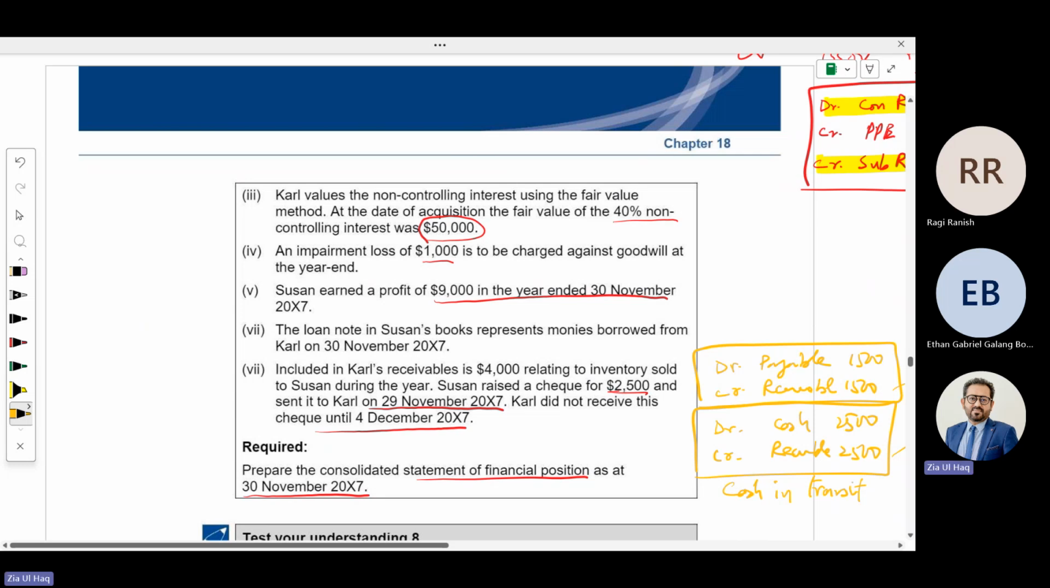So from their book, 1,500 payable will be eliminated. But from parent receivables, 4,000 will be eliminated. Remaining 2,500 they received cash. Ultimately, they paid cash, they recorded credit cash. Now they will record debit cash. Ultimate effect will be nil. In cash, the ultimate effect will be nil. So intergroup transaction, we need to eliminate.